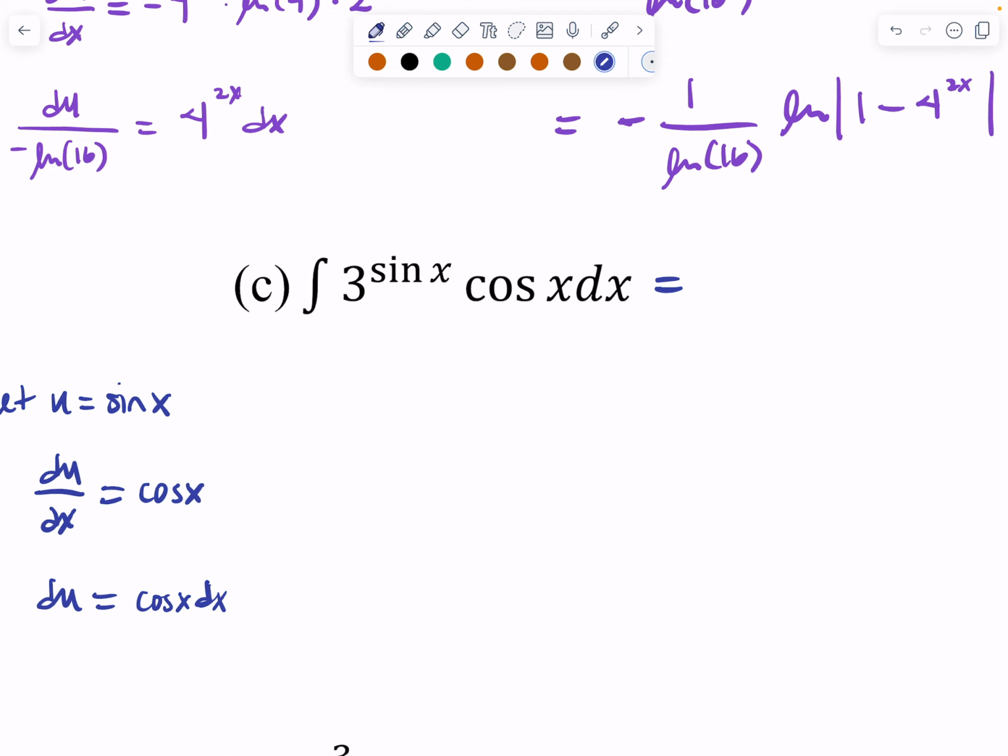So this just ends up being rewritten as the integral of 3 to the u du. So using that formula, that's 3 to the u over ln of 3 plus c, and then just substituting the sine back in.